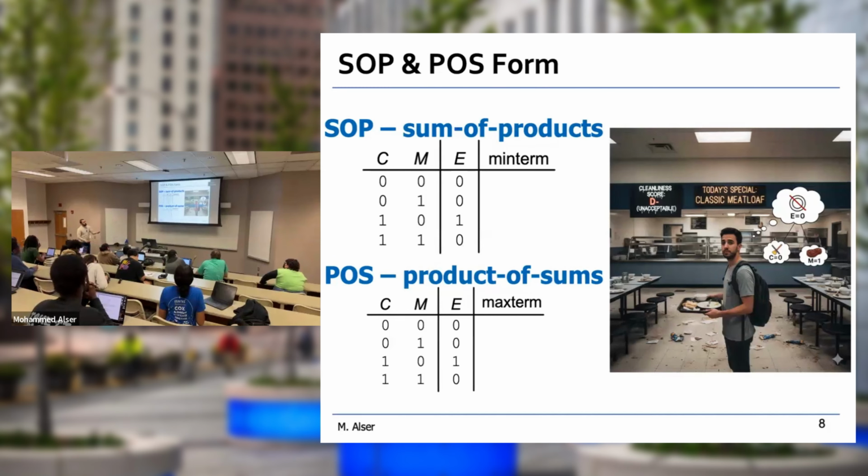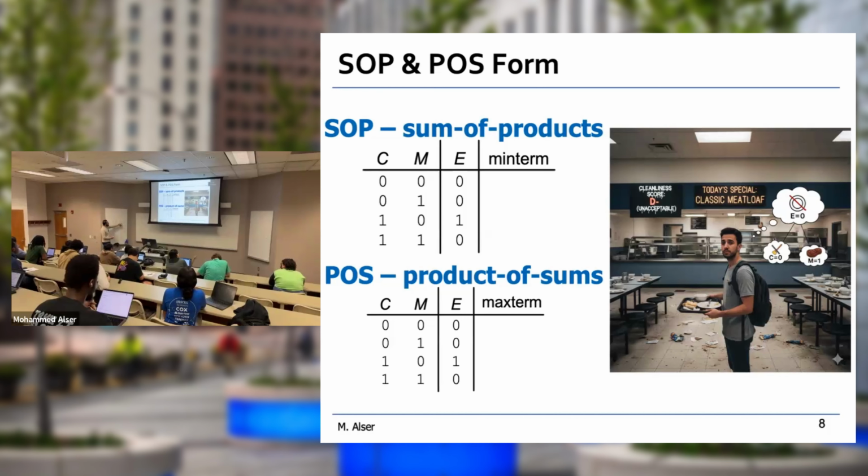Now we will build product of sums. Product of sums. Okay? What does it mean? So we build sums, right? Different sums, and we take the product of these sums, or what we call a max term. Since we said sums, we have to build something like that: C plus M, C plus M, C plus M, C plus M. Those are the sums, right? And then we take the product of them.